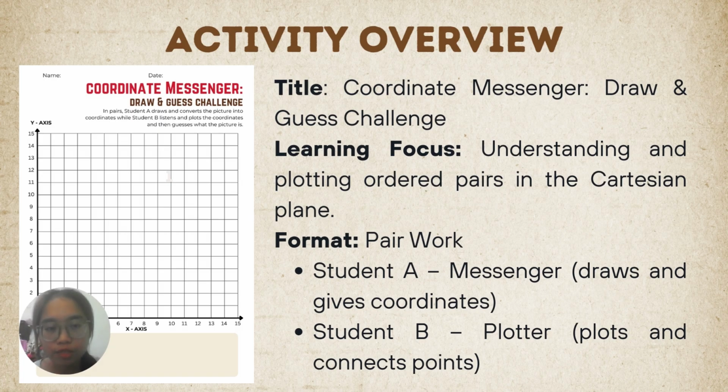So for our activity, the title is Coordinate Messenger, Draw and Guess Challenge. Our learning is focused on understanding and plotting ordered pairs in the Cartesian plane. The activity is in pair work, which means we will separate the students into student A and student B. Student A will be the messenger, who draws and gives the coordinates, while student B will be the plotter, who plots and connects the points, and student B needs to guess the picture.